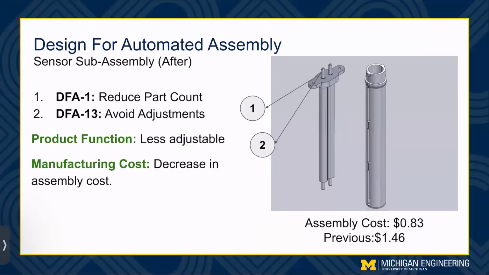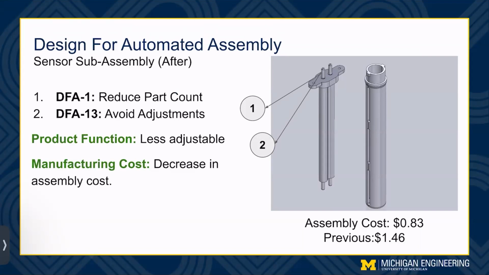The redesign of this subassembly consisted of condensing the two sensor rods and sensor shield into a single part, reducing the subassembly to a total of 2 parts. This redesign also avoids adjustments during assembly. The product being less adjustable does not affect the product function in any way.